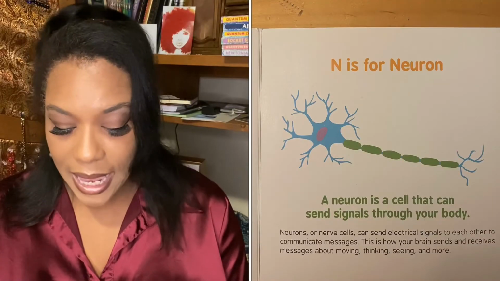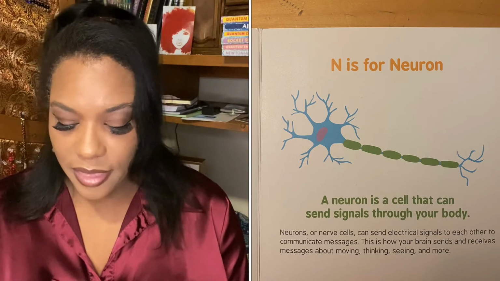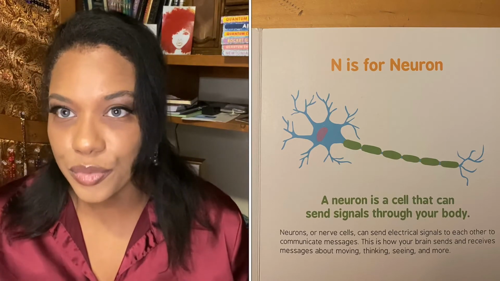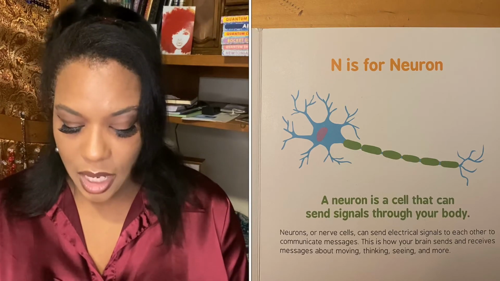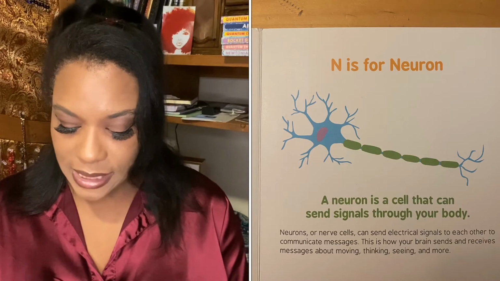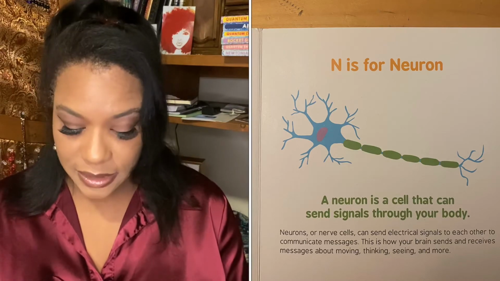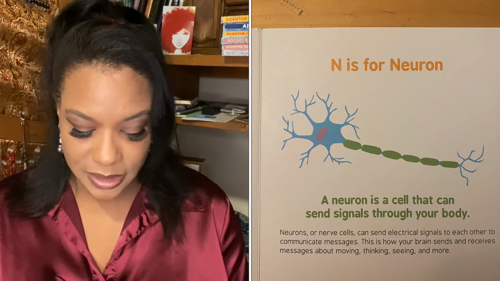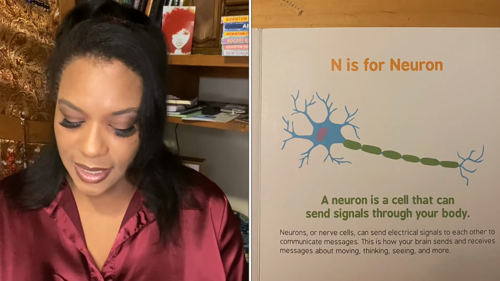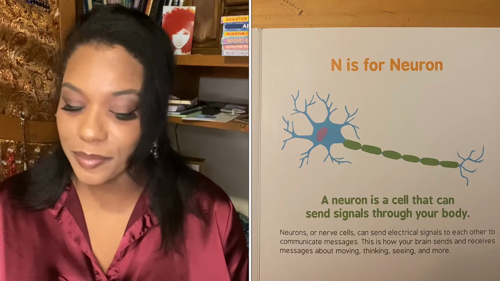N is for neuron. A neuron is a cell that can send signals through your body. Neurons, or nerve cells, can send electrical signals to each other to communicate messages. This is how your brain sends and receives messages about moving, thinking, seeing, and more. O is for ossification.